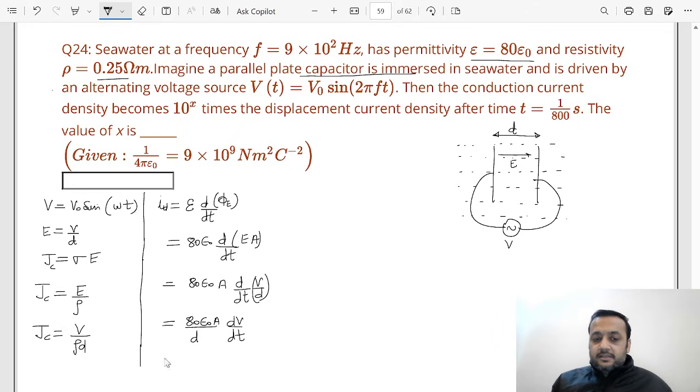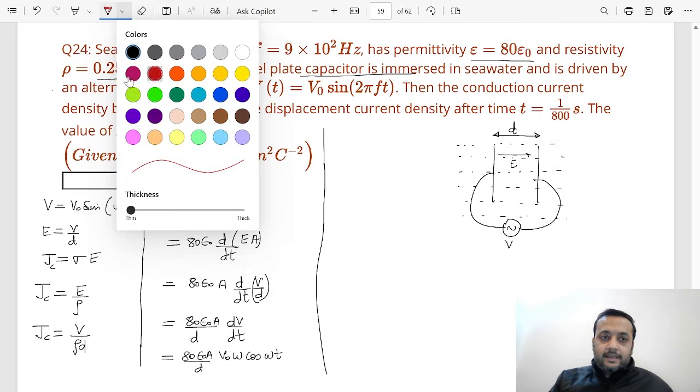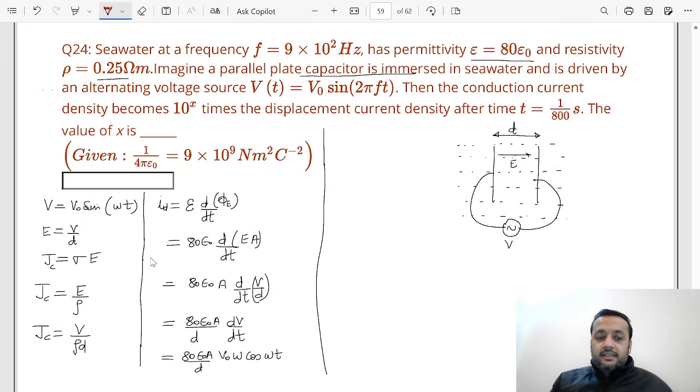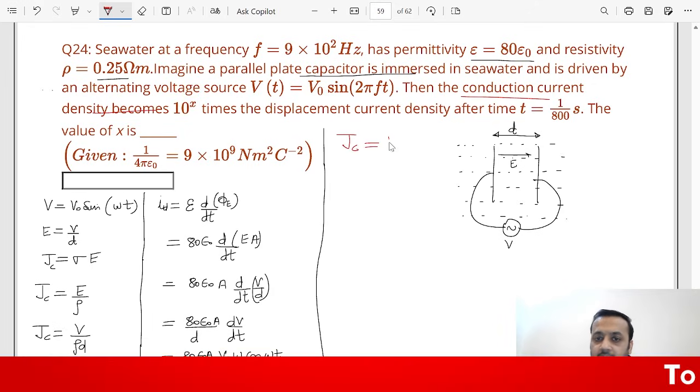So if I differentiate this, this will become 80 epsilon naught A by d into the derivative of this. If I differentiate this V with respect to time, that will become V naught omega cos omega t. Now, as I said, the question is saying that at time 1 by 800 seconds, the ratio of the conduction current density, so basically the conduction current density J conduction becomes 10 to the power x times J displacement.